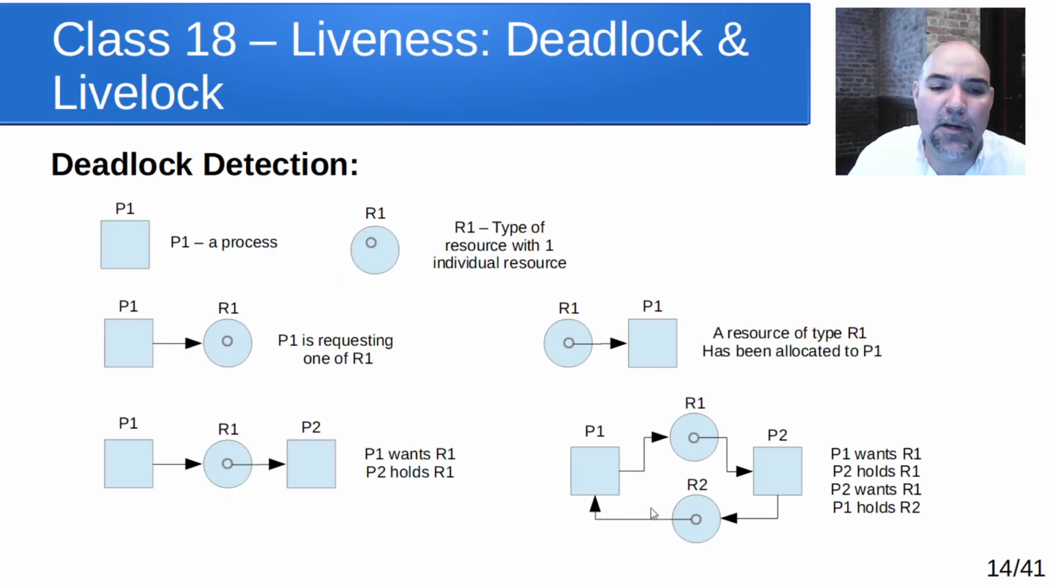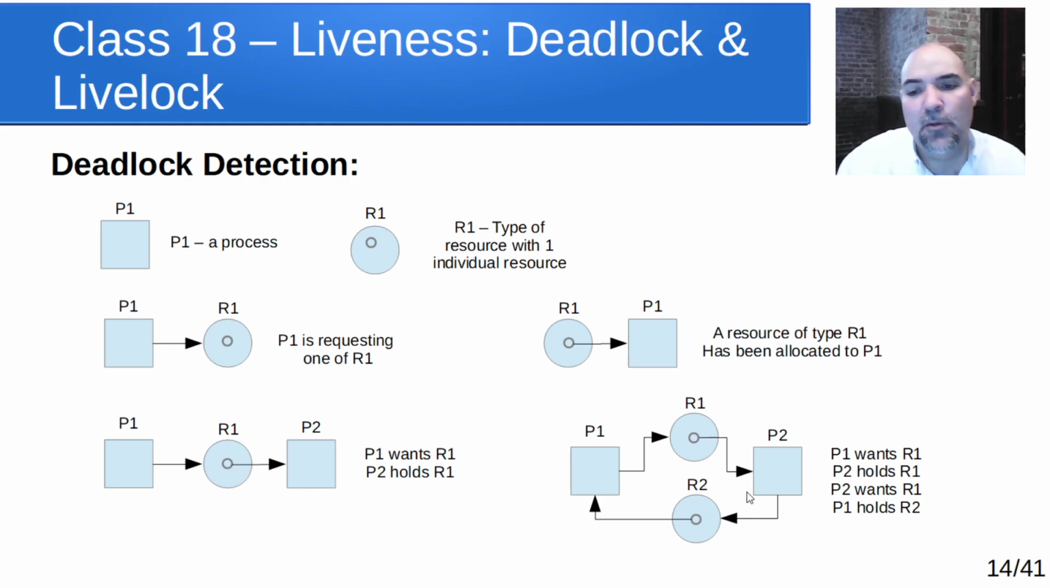To make this a little more complicated, let's add some things. Here's process 1, here's resource 1, and there's only one individual resource available. P1 is requesting. A resource of type R1 has been allocated to P1. And then here's a more complicated one. P1 wants one of R1, but the one that was available has already been allocated to P2. So notice P1 is waiting for one to be available, but there are none available.